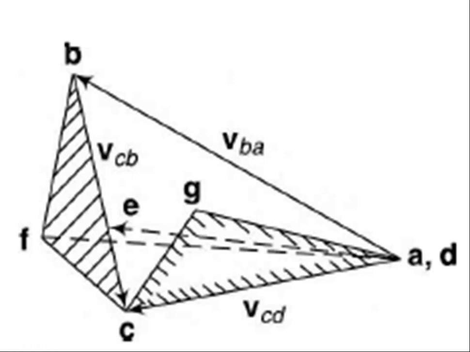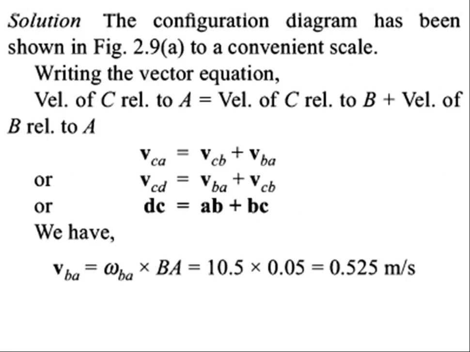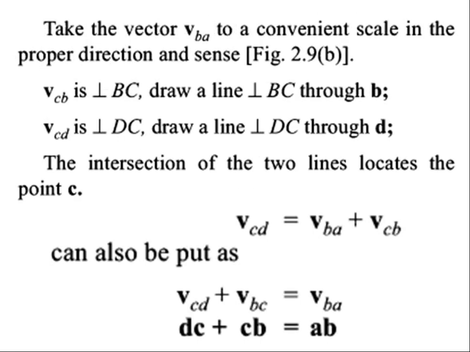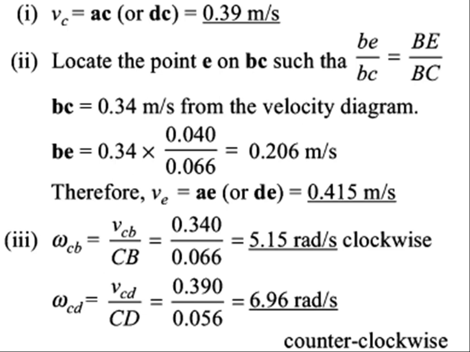Okay. Now, what is the next thing asked here? Angular velocities of links BC and CD. Okay. So you know how to calculate the angular velocity. Angular velocity will be VCB by CB for omega CB. You know that linear velocity is angular velocity into length of the link. So omega CB equals VCB by CB. Already you calculated VCB as 0.34.